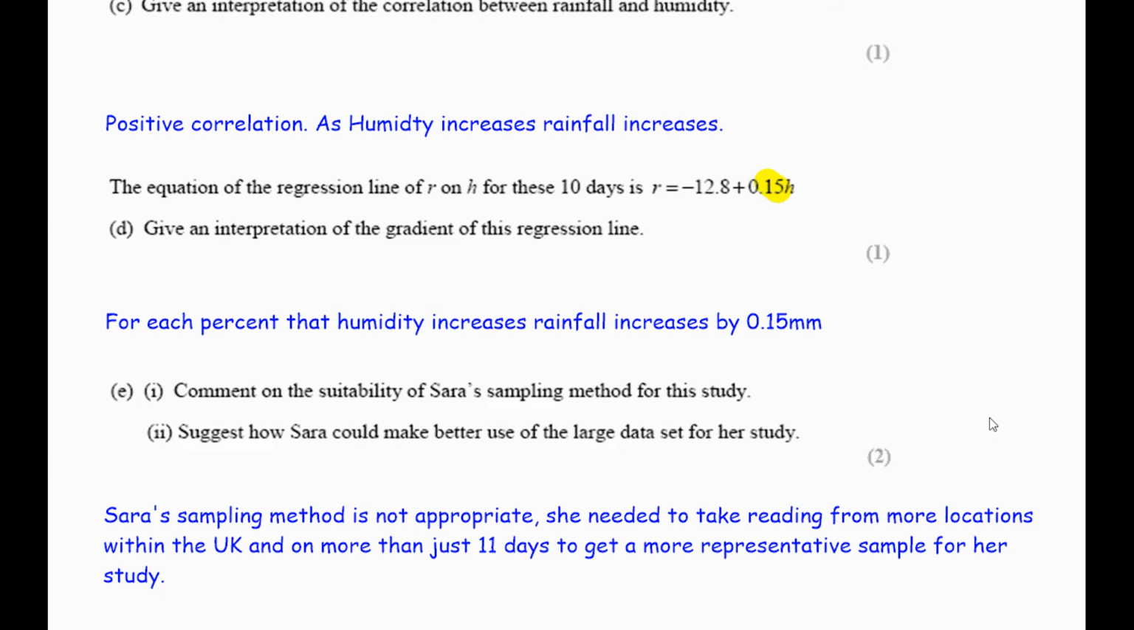All right, so how could she have improved or made better use of the large data set, computer system, or just get more data? Be careful to be very specific about what you're recommending that she does. If you're going to be vague, you risk not getting what you deserve. A response like this that refers to more locations within the UK and for more days is going to be what you need to achieve all your marks.